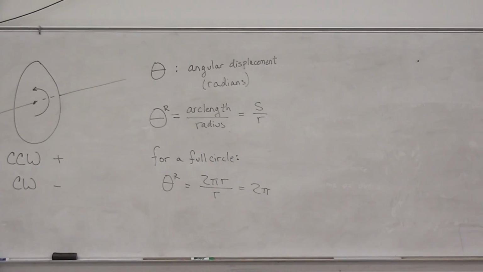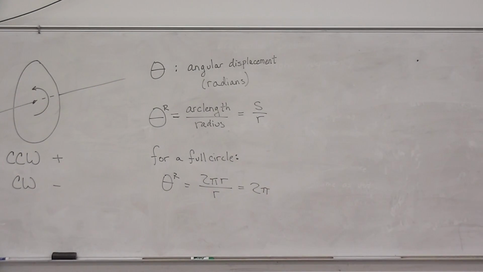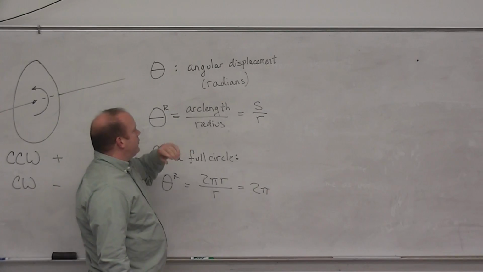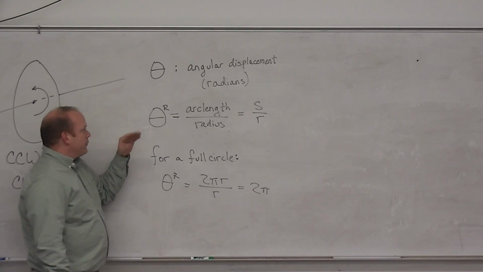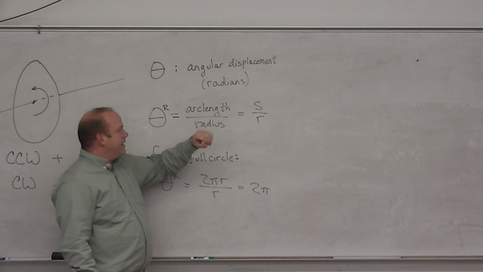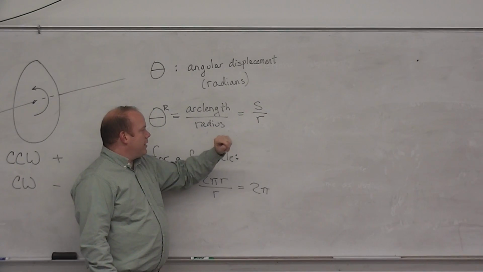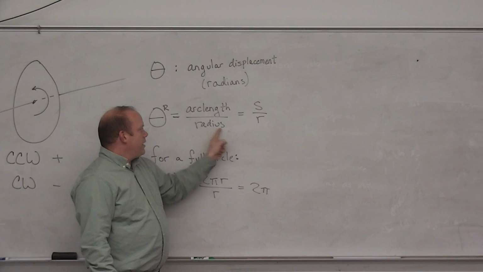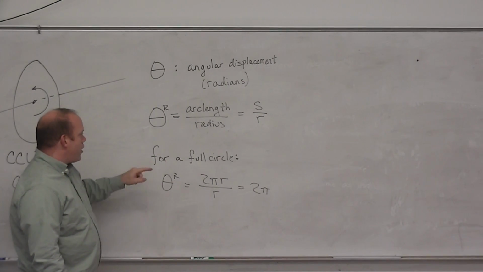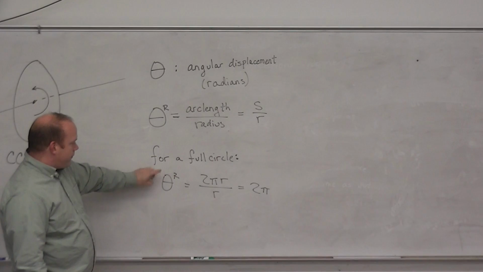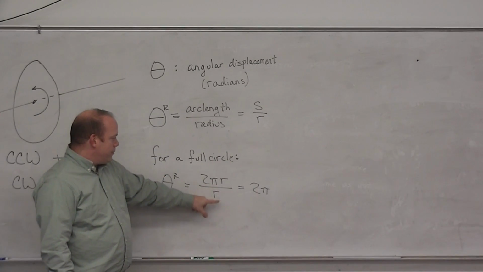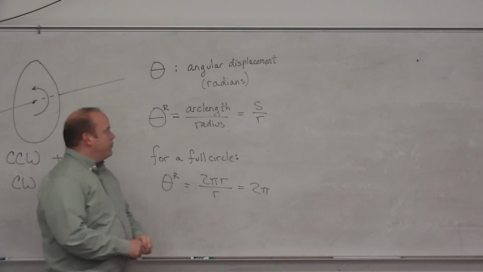Okay, so now, just as a quick review for if you're checking back to see this online: counterclockwise rotation is positive, clockwise rotation is negative. Theta is our angular displacement, it's in radians. Radians is a ratio of arc length to radius. Arc length we use the letter S to represent it. Radius is R. As an example, for a full circle, theta in radians is equal to 2 pi r over r, which is equal to 2 pi radians.